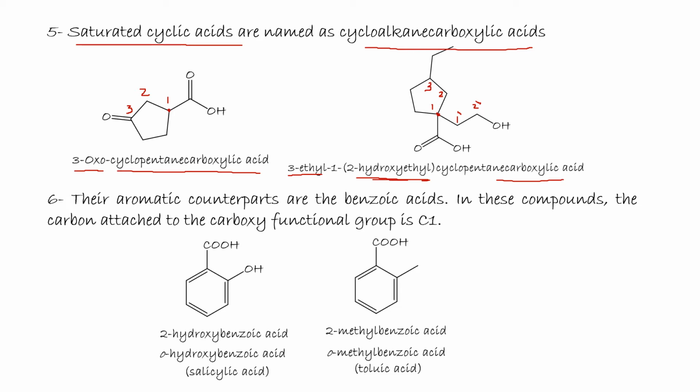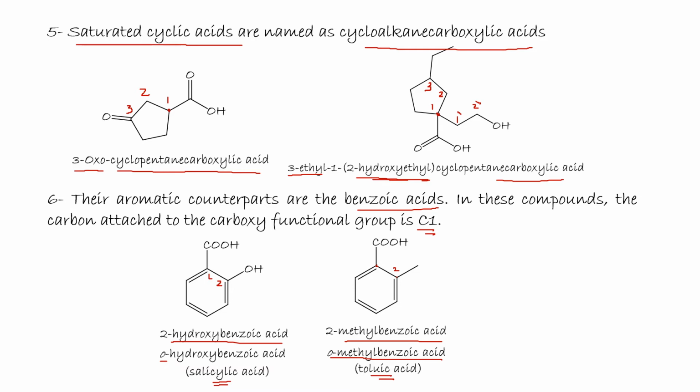Their aromatic counterparts are benzoic acids. In this compound, the carbon attached to the carboxy function gets number 1. So here is 1, here is 2. That will be 2-hydroxybenzoic acid, or we can say ortho-hydroxybenzoic acid. The common name for that compound is well known as salicylic acid. If we have a methyl group on carbon 2, that will be 2-methylbenzoic acid or ortho-methylbenzoic acid. We call it toluic acid.